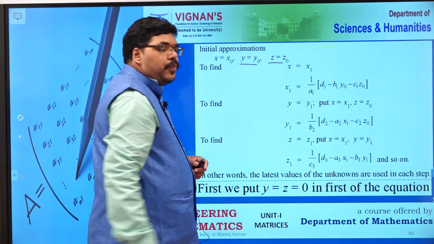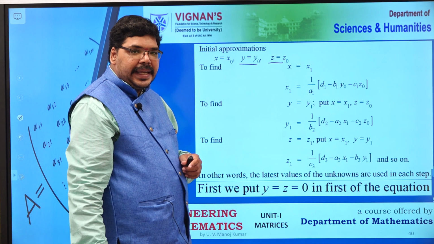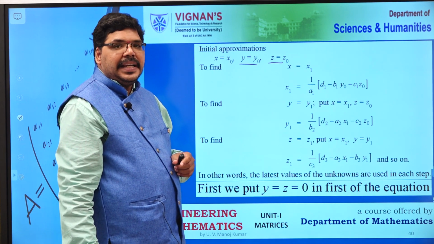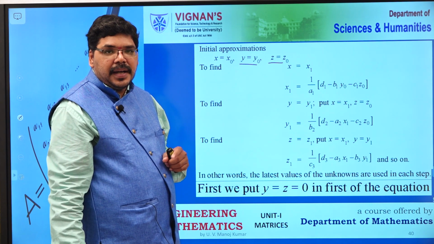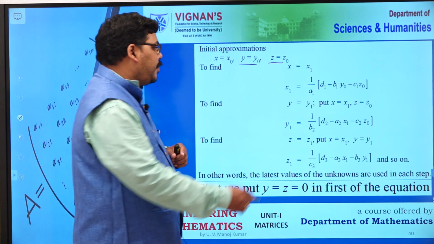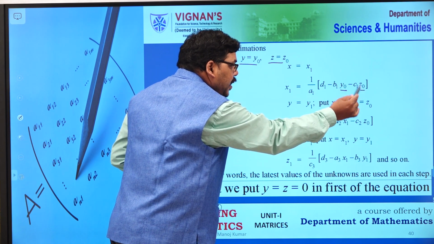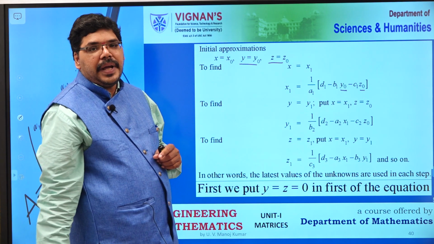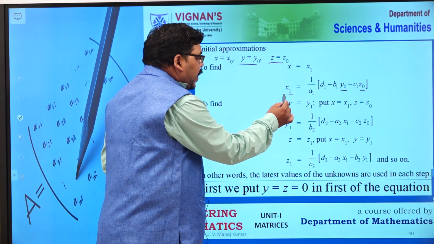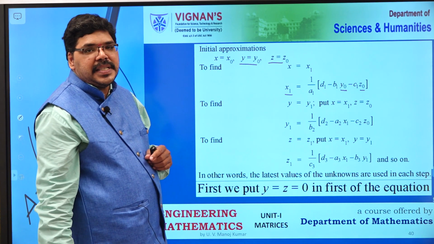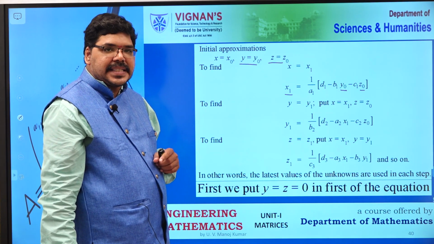x equals 1 by a1 into d1 minus b1y minus c1z. In this expression, y and z are replaced with y naught and z naught. y is replaced with y naught, z is replaced with z naught. When you evaluate that expression, you will get the value of x, and this new value of x is said to be x1, the first approximate solution for x.